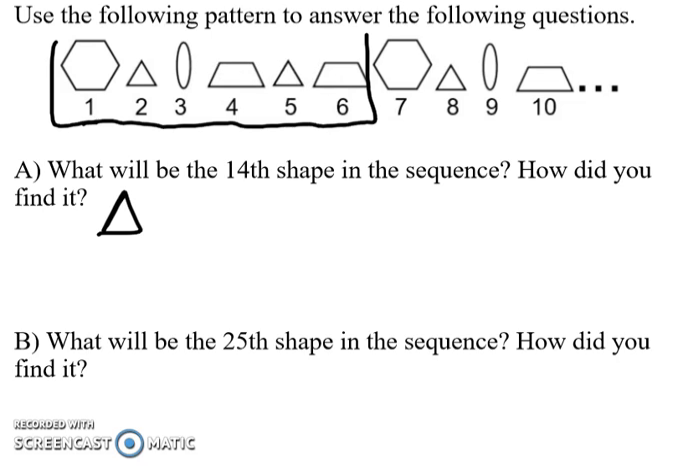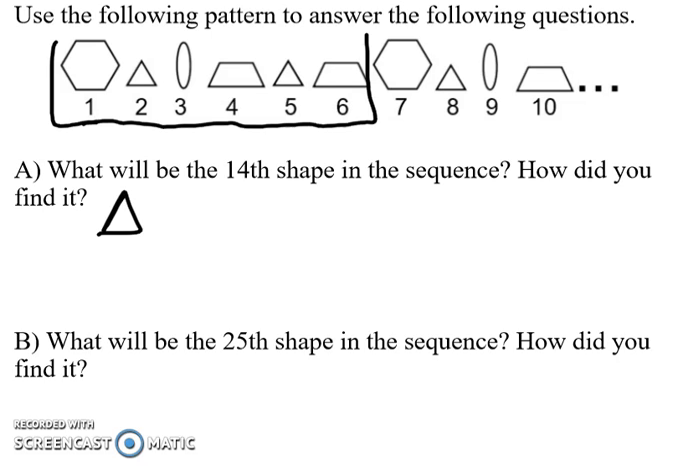But as I have to go to larger and larger numbers of trying to figure out which figure it is in the sequence, I don't want to have to keep doing that. So instead what I can do is say, okay, this is what I call a mod 6 system. What this means is that every 6 shapes I am starting the pattern over.